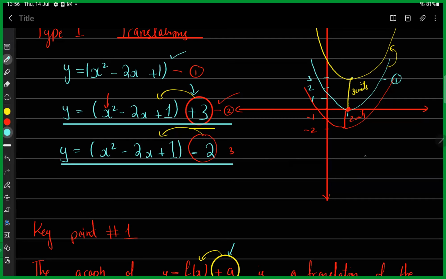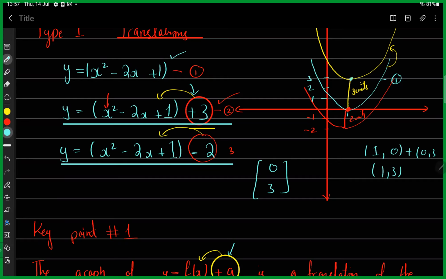This point was 1, 0. We are going to add the translation vector, which would be 0, 3 for this scenario. When I add 0, 3 to this, x is 0 and y is 3, so this point would become 1, 3. You can clearly see that this point is 1, 3.